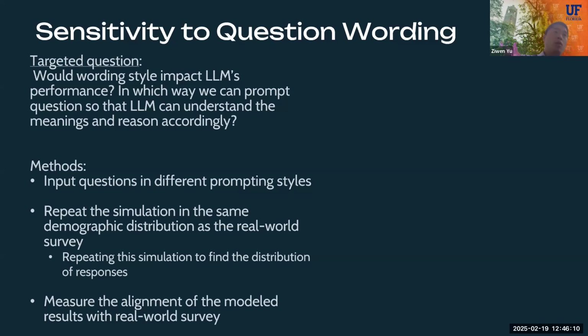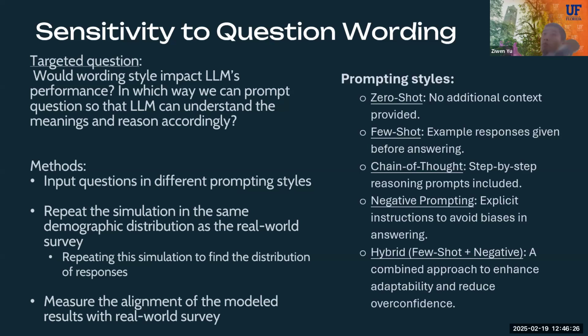So the methodology that we are using here is using different prompting styles to draft the scenario-based portion of the prompt, and then repeat the process, get the distribution, and measure it with the real-world data results. We have 5 prompting styles. The first one is zero shot. Basically, you are just putting the question without giving any other information to the LLM.